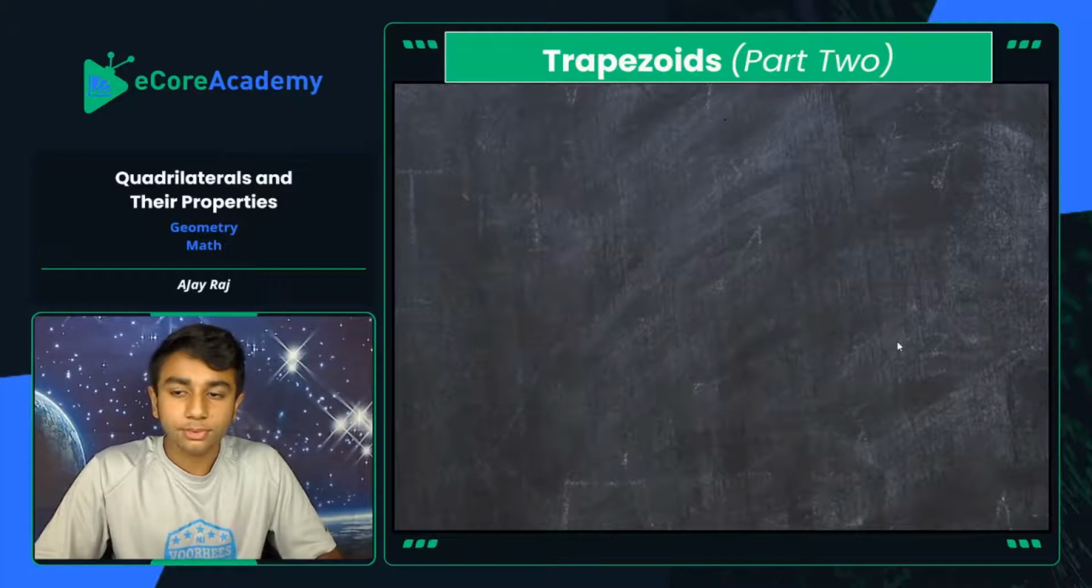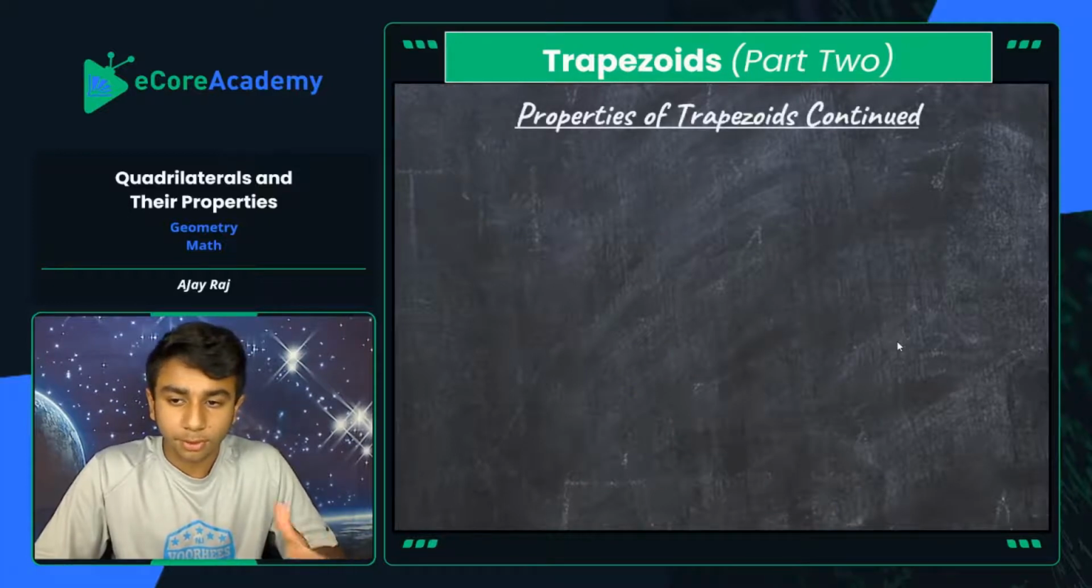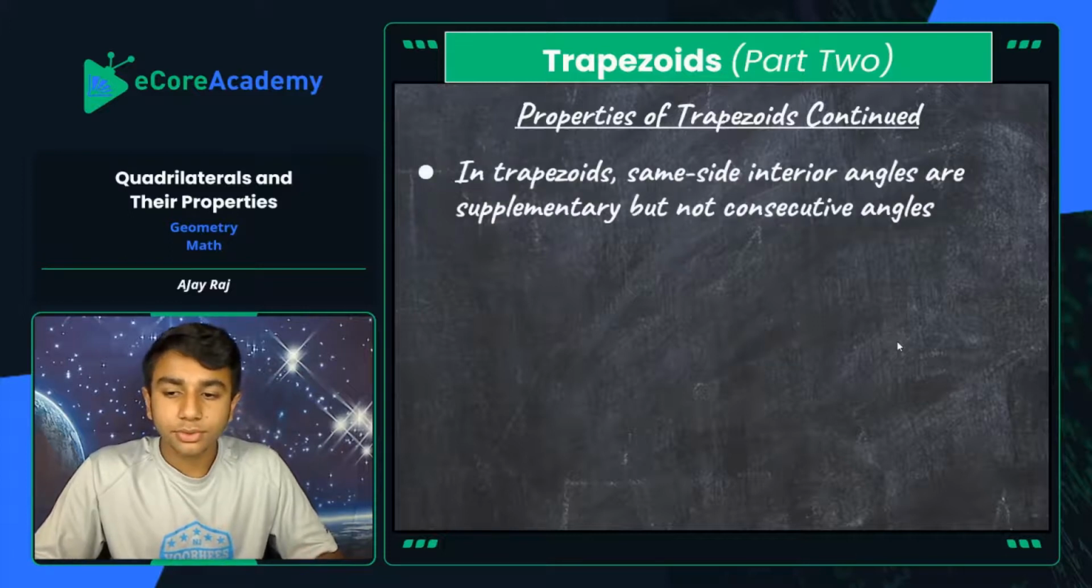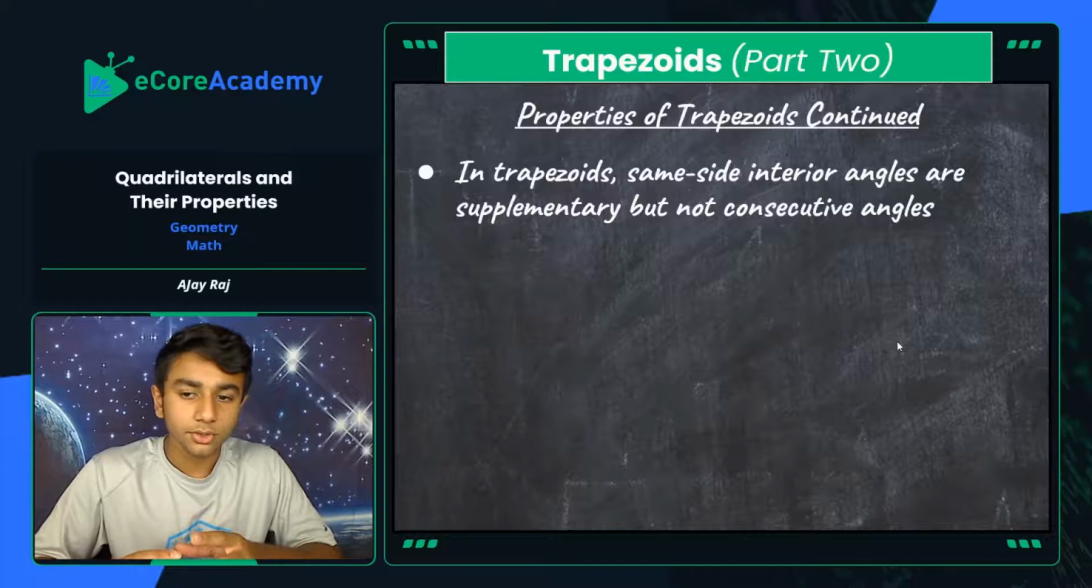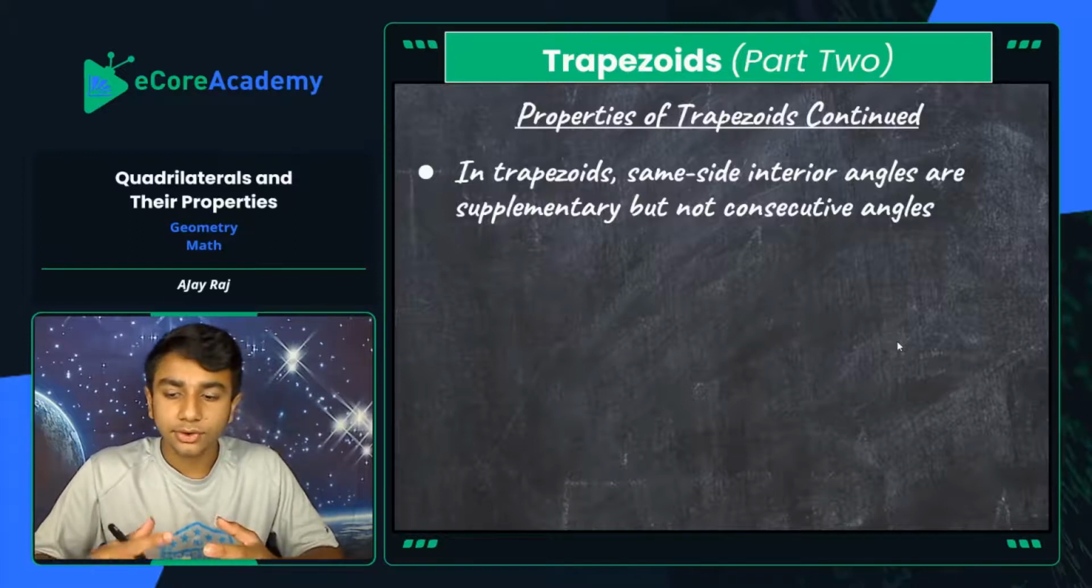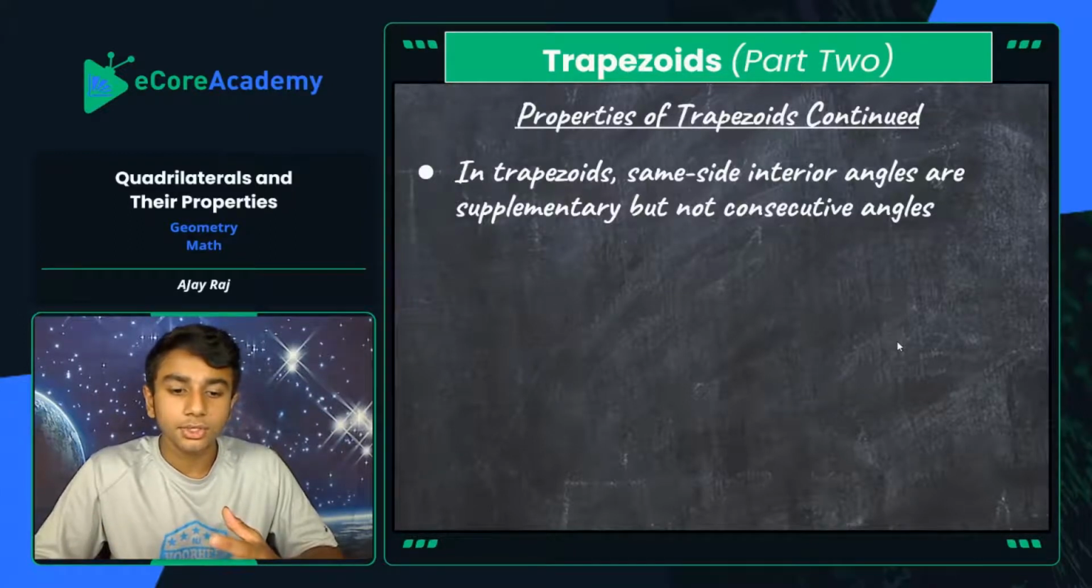So let's move on to trapezoids part 2, and we're going to further examine these properties. In trapezoids, same side interior angles are supplementary but not consecutive angles. If you recall my previous video on parallel lines and transversals, I talked about same side interior angles. The theorem basically infers that if you have two same side interior angles, they must be supplementary, meaning they add to 180 degrees.